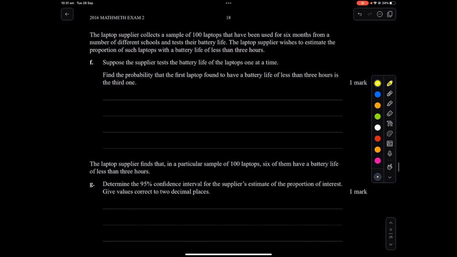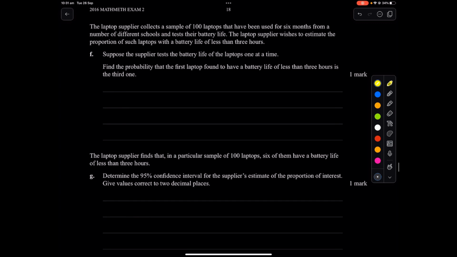The laptop supplier collects a sample of 100 laptops that have been used for 6 months from a number of different schools and tests their battery life. The laptop supplier wishes to estimate the proportion of such laptops with a battery life of less than 3 hours. Okay, so basically the supplier tests the battery life of the laptop one at a time. Find the probability that the first laptop found to have a battery life of less than 3 hours is the third one.